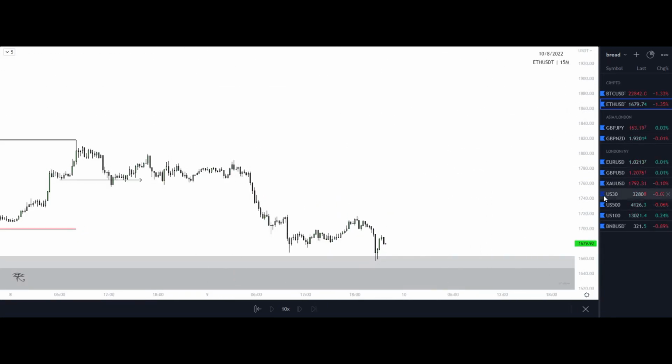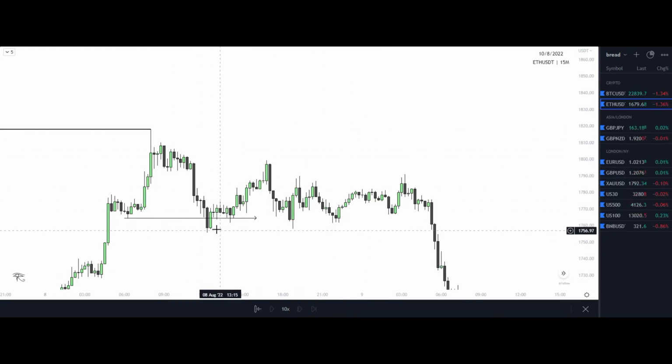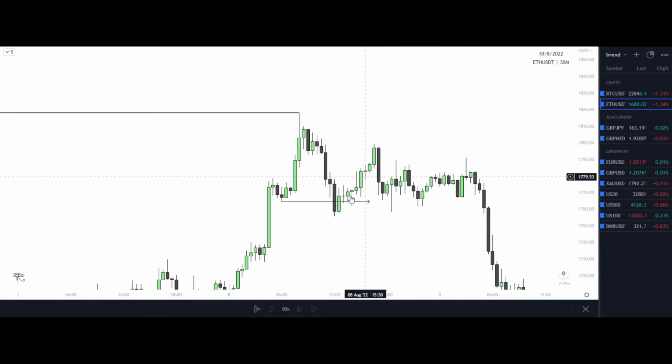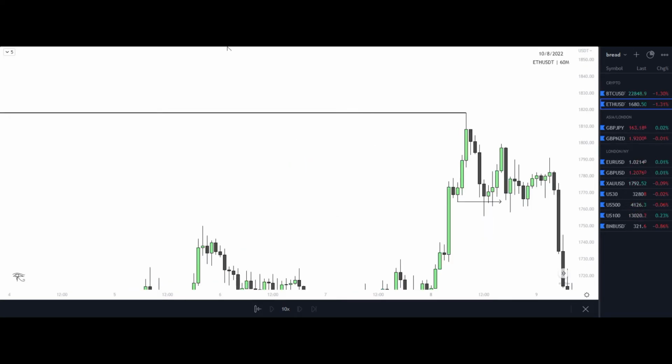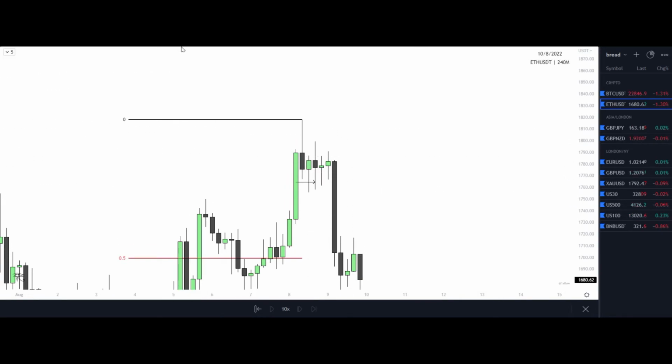So let's look on the 15-minute. This is where I was most interested. We see that displacement candle to the downside. We see the consolidation before that breakdown. Let's go to the 30-minute. You can look at these areas as well, right? That consolidation before the breakdown. So I look for a supply zone within this area to look to possibly take this trade.